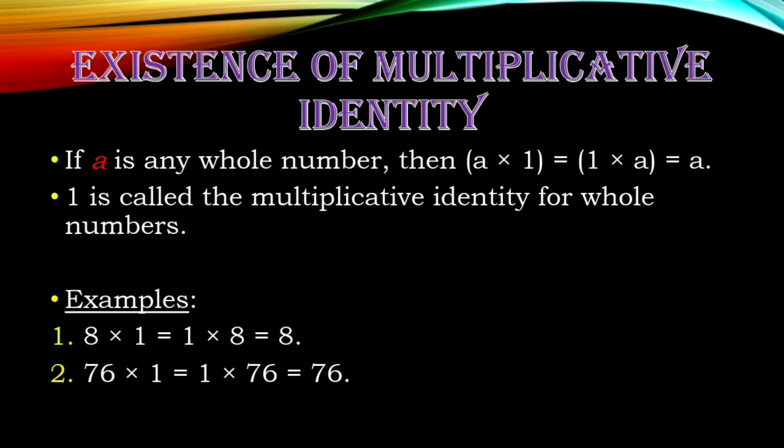Similarly, 76 multiplied by 1 is equal to 1 multiplied by 76, and the product in both the cases is 76. So whether we multiply a whole number by 1 or we multiply 1 by the whole number, the product will come out to be the number itself in both the cases. So 1 is called the multiplicative identity for whole numbers.